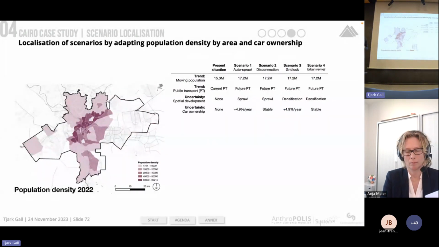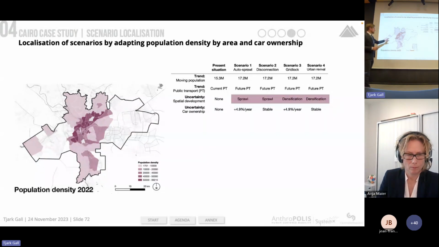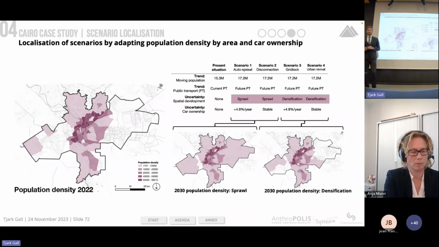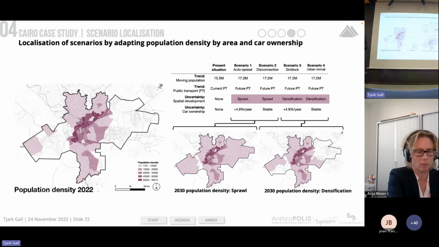Then just to show how we localize the uncertainties, to look at, for example, the sprawl intensification. This is the distribution of density across administrative entities today. And then for the sprawl intensification, we adapted them. I'm happy to talk more about it in detail later.